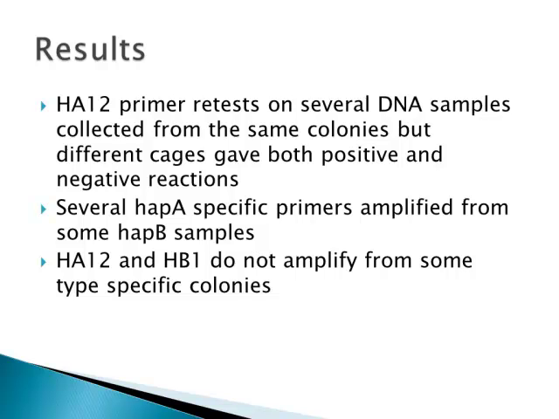We did have several haplotype A specific primers amplify from B samples. Most of them were in the phage. So there is some cross between the genomes, particularly in the phage area. And then HA12 and HB1 do not amplify from some of their type-specific colonies. I don't have data yet. I don't have contigs on those regions from colonies that don't amplify them to see exactly what's going on, but that'll be coming.